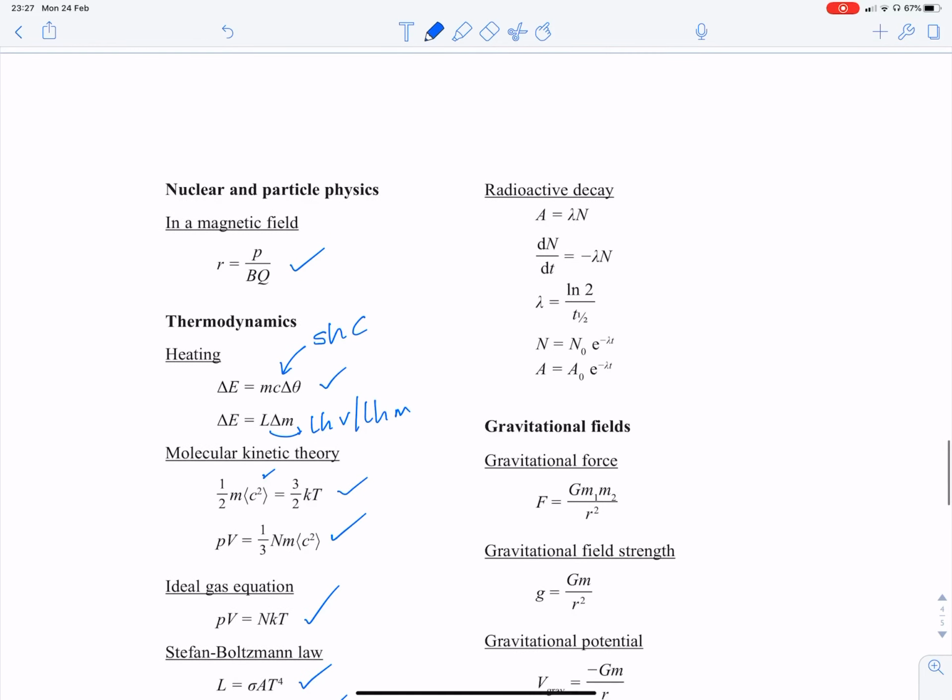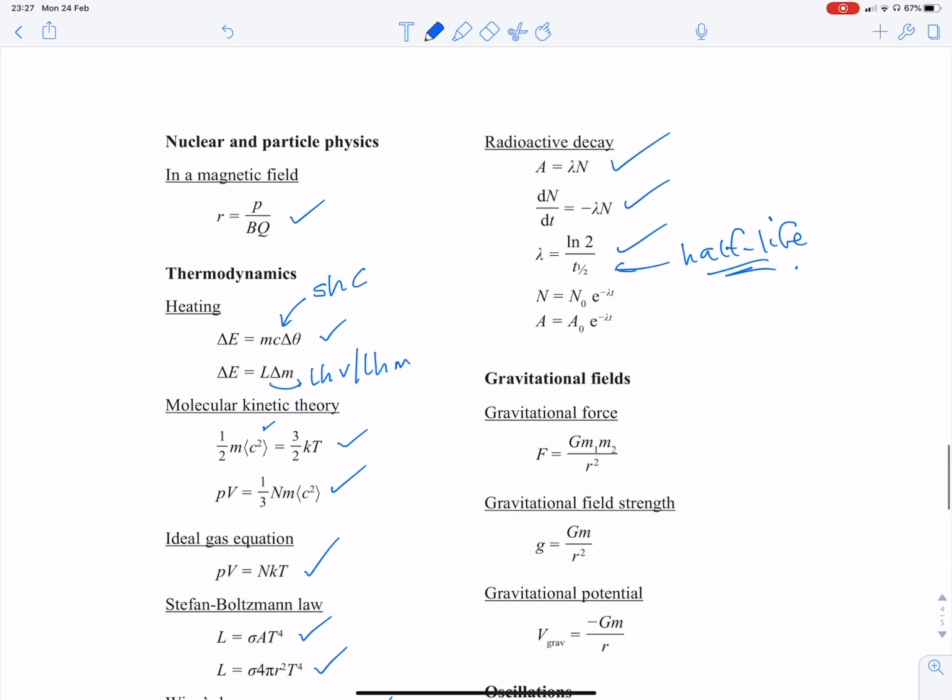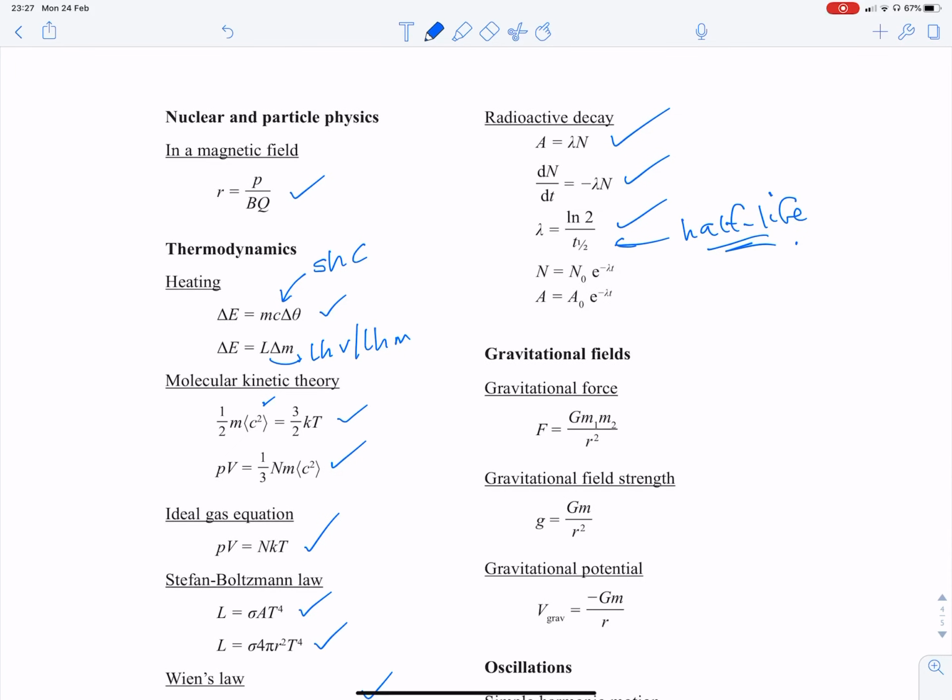Almost there now. Radioactive decay. Activity equals lambda N. dN/dt is minus lambda N. Lambda is linked to T half, and T half is the half-life, which is the time taken for the activity to reduce to half its original activity. N equals N sub 0 e to the power minus lambda t. A equals A sub 0 e to the power minus lambda t. So A is for activity, and N is for the number of radioactive nuclei.